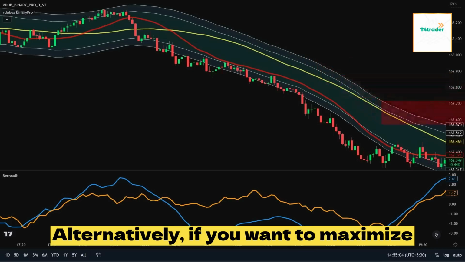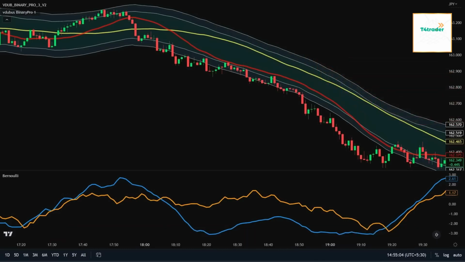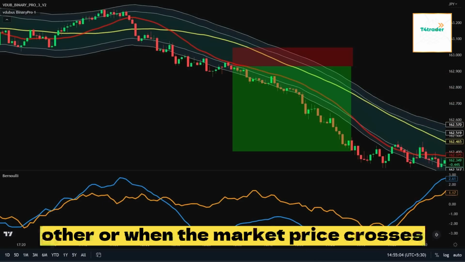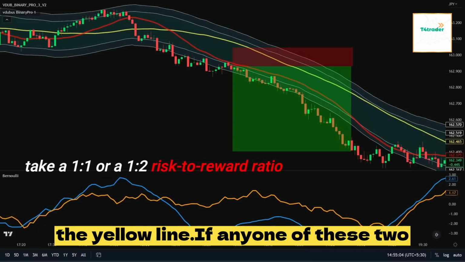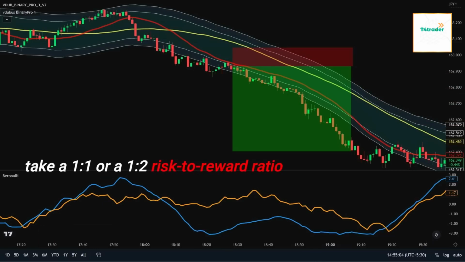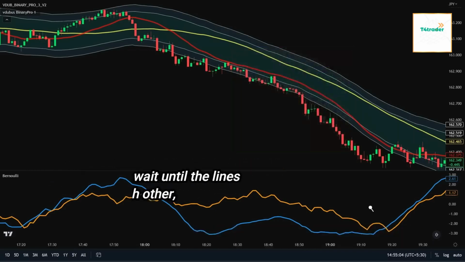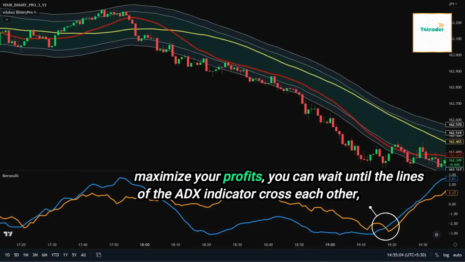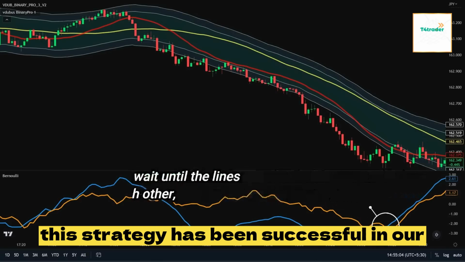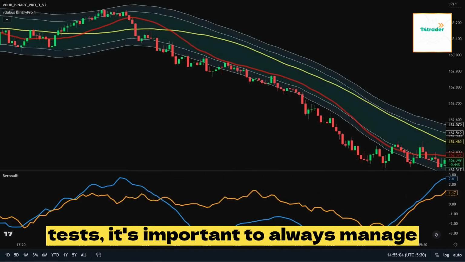Alternatively, if you want to maximize your profits, you can wait until the lines of the ADX indicator cross each other or when the market price crosses the yellow line. If any one of these two conditions hits the market, it's time to book your profit. Keep in mind that while this strategy has been successful in our tests, it's important to always manage your risk.